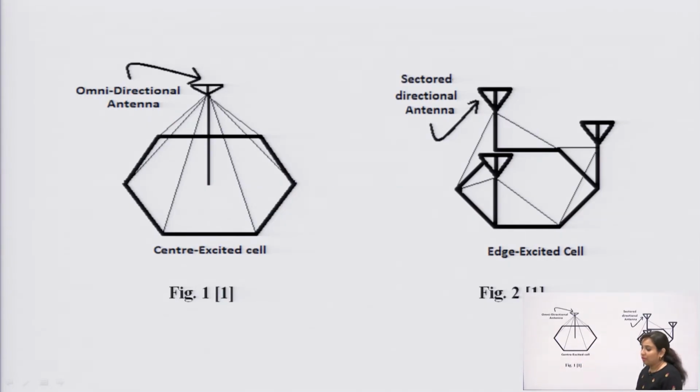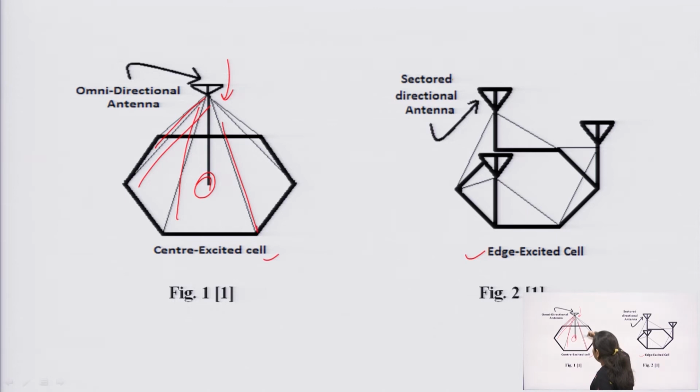And this diagram is going to give you a clear vision of what is center excited and what is edge excited. In case of center excited, you can see that there is an omnidirectional antenna installed at the center of the cell. It will deliver the radiation equally in every direction to the edges, and whatever user is present inside, it will deliver data to them.